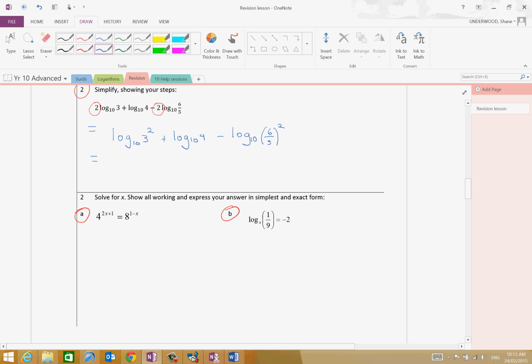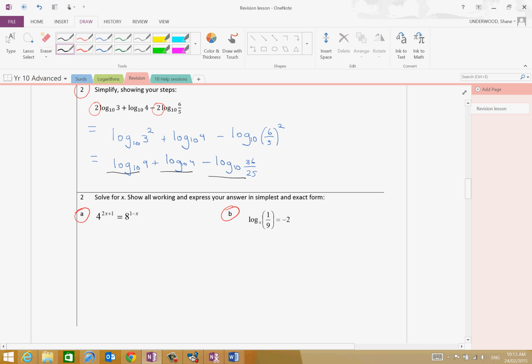I hope you're following me so far when it comes to that law. Now what we need to do is we've got log 10 of 3 squared is 9, plus log 10 of 4, minus log 10 of 6 squared on 5 is 36 on 25. Now what we have to ask ourselves is the coefficients of each of these. 1, yes it is. Now I can apply the log laws, law 1 and law 2.